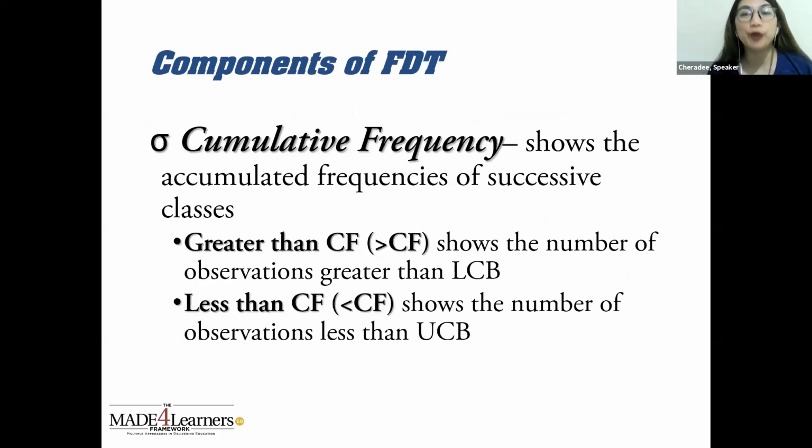Alright, let's now proceed to components of FDT. Now, what we call cumulative frequency. Cumulative frequency shows the accumulated frequency. You're actually just summing up the frequencies of the successive classes. So we have greater than CF and less than CF. The purpose of getting this is for a type of graph, but we're not going to discuss that now. The purpose is that you will be able to determine if it's greater than or less than your cumulative frequency.